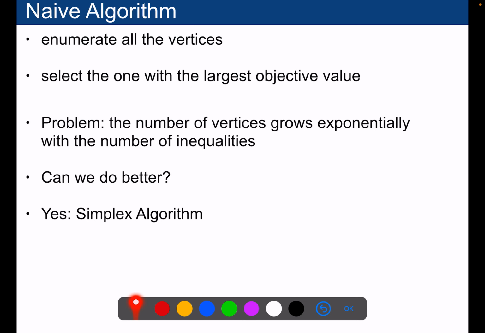So this can provide us a very naive algorithm, but still it's a valid algorithm for finding the optimal solution to a linear program. We just need to enumerate all the vertices. We select the one with the largest objective value, and we can find the optimal solution to the linear program. But there is a problem with this approach, is that the number of vertices grows exponentially with the number of inequalities. Okay, so this is the drawback of this approach, and the big question is, can we do better than this? And the good news is yes, we can do better than this with an algorithm that is very famous, that is called the simplex algorithm.